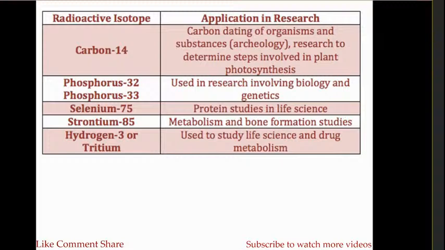Carbon 14 helps us in the research process. For research purposes, we can determine the steps involved in photosynthesis. If we are doing research on plant photosynthesis, we can use this carbon 14 radioisotope. Phosphorus 32 and 33 are used at the genetic level. Cesium 75 is used for protein studies in life science.